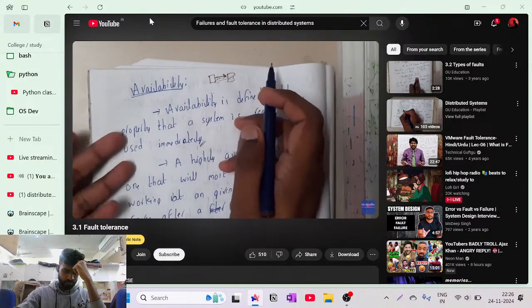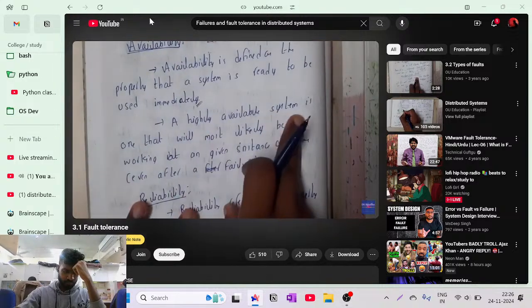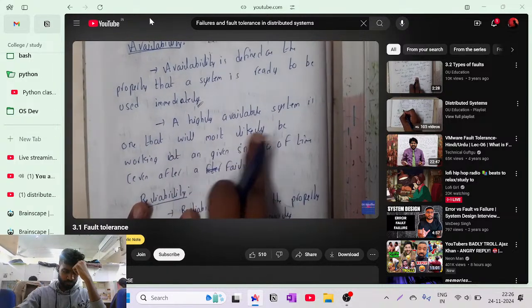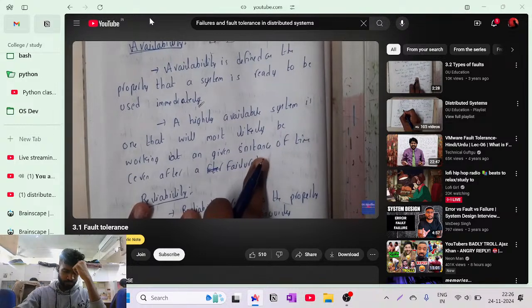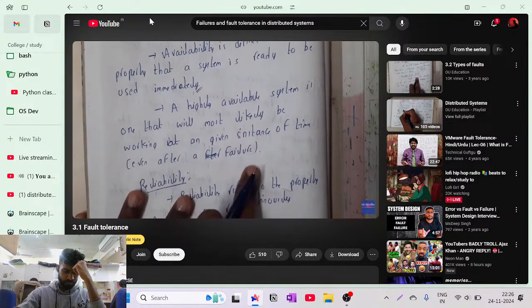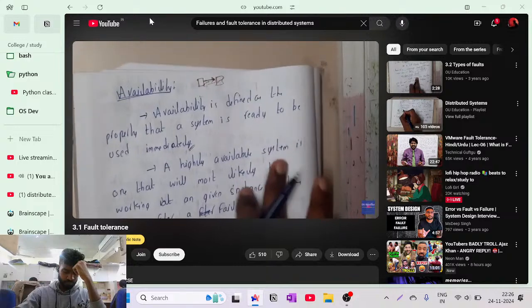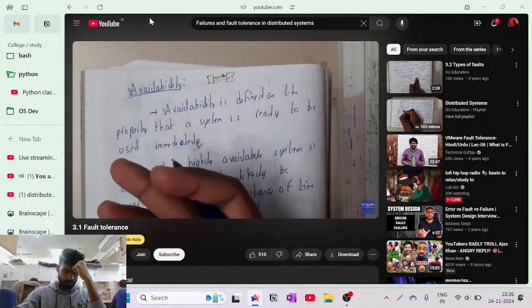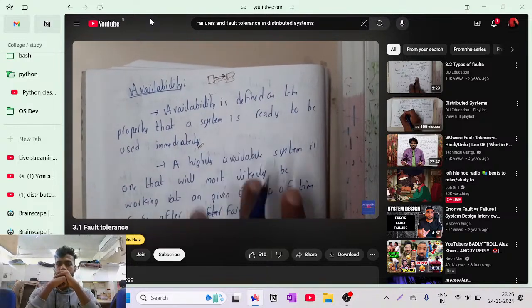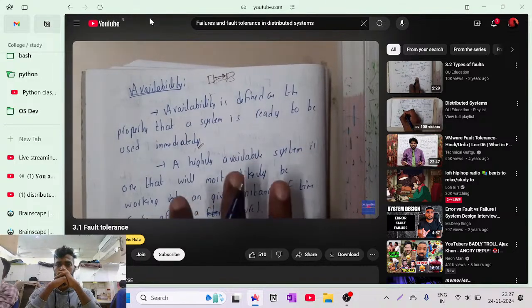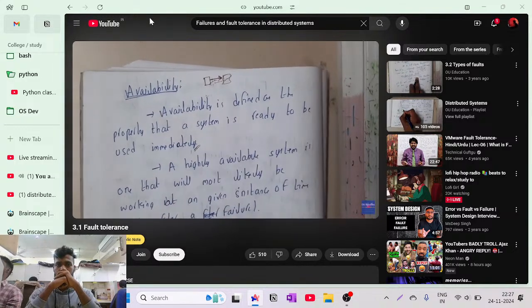So in that way you can remember it. A highly available system is one that will most likely be working at any given instant of time, even after failure. Assume that the Google server is being updated. The update is done, you refresh the page, and at that instant you get the page. It is that fast, guys.